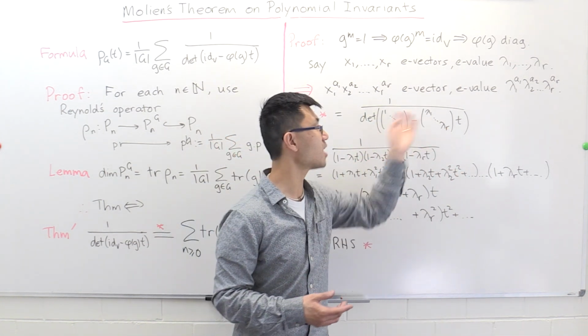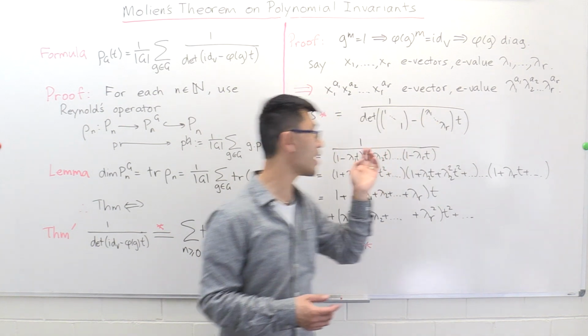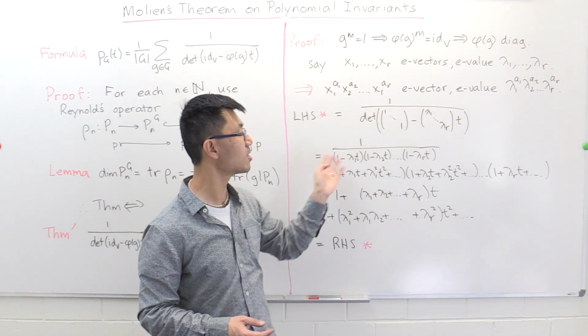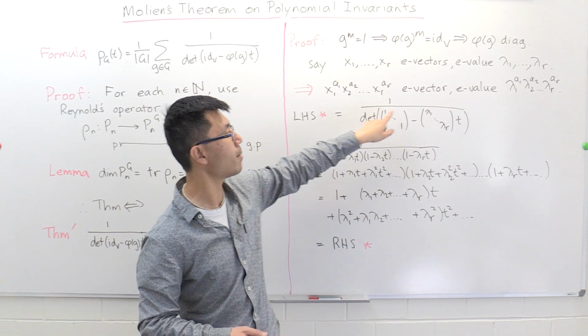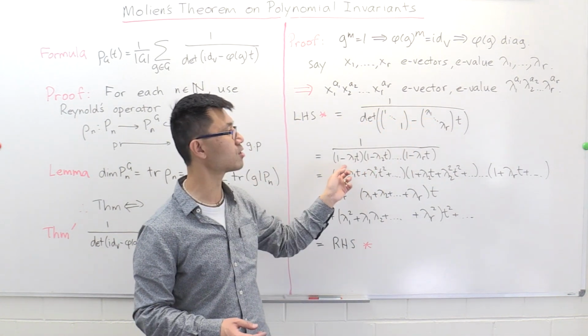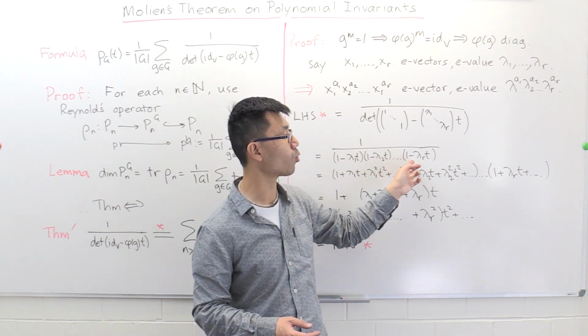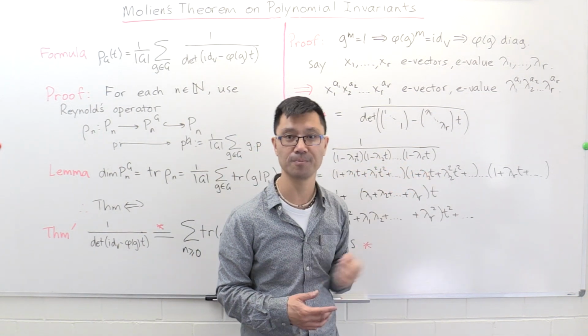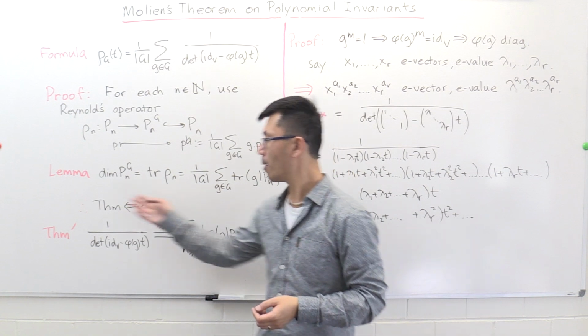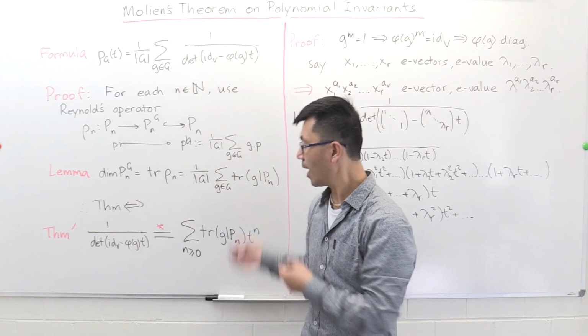Okay, and one of the diagonal entries, they're going to give you the factors of this determinant. So in the denominator we have the first entry is 1 minus lambda 1 t, so that's the first factor. The next one is 1 minus lambda 2 t, and following the pattern we go all the way down to 1 minus lambda r t.